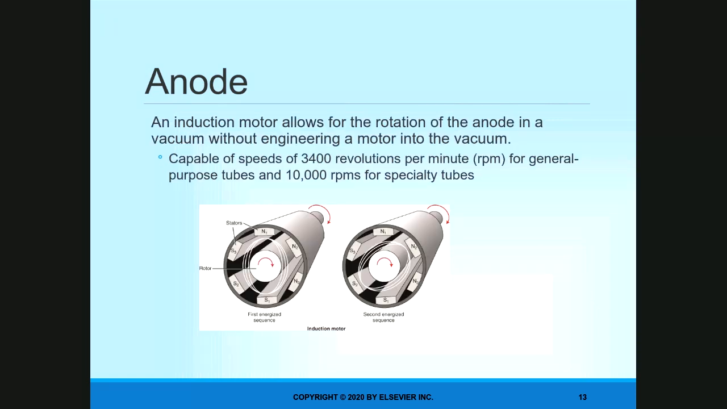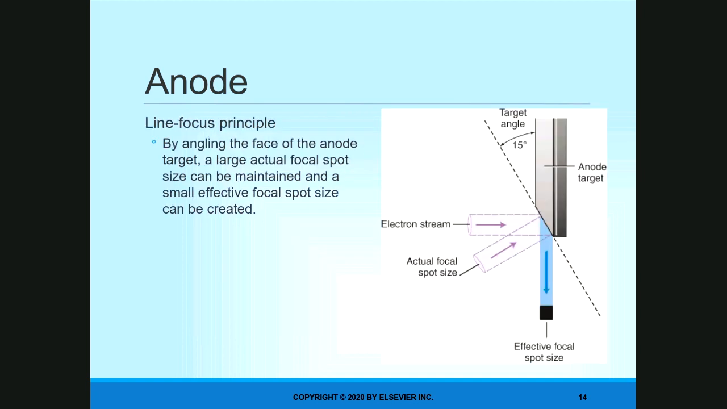So the induction motor allows for the rotation of the anode in the vacuum without having the motor actually in the vacuum. A general purpose tube is capable of 3,400 RPMs, and if it was a specialty tube, it can go up to 10,000 RPMs. So the tubes that we typically use are 3,400 revolutions per minute.